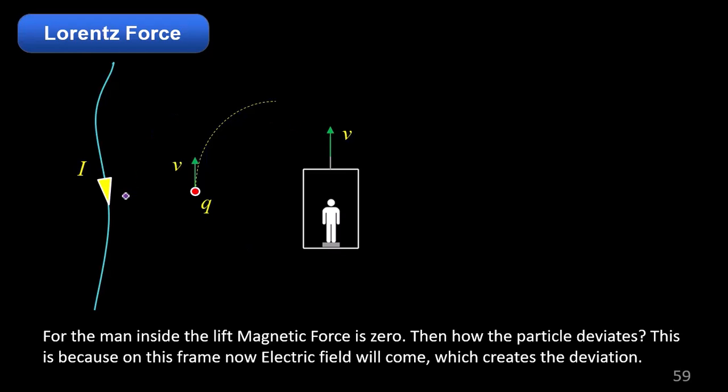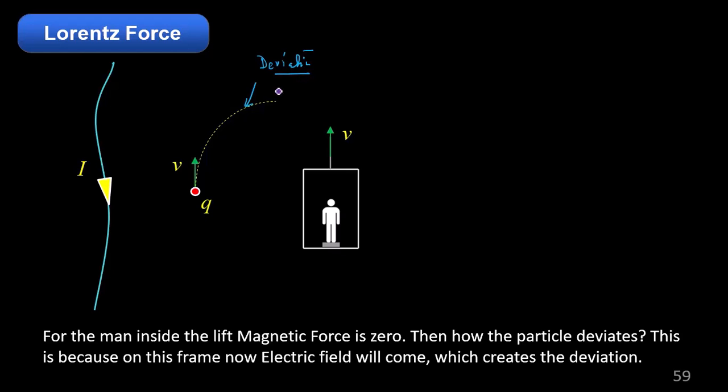Now, if I repeat the same experiment that we have already explained during the Oersted experiment, if there is a current and a charged particle is projected, then it has been observed that the charged particle will deviate. So that deviation is due to the magnetic force.